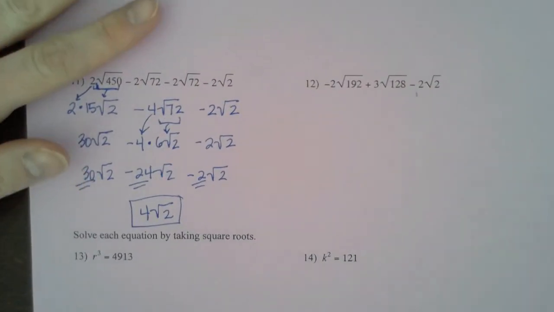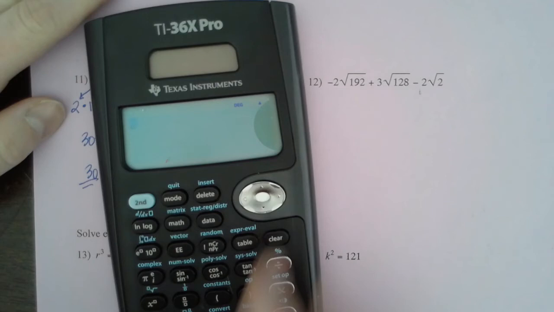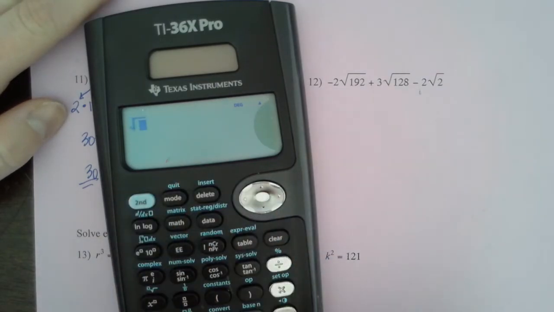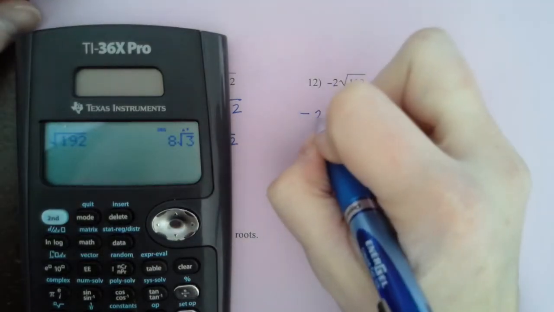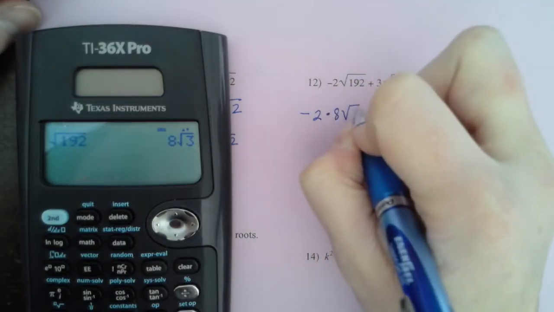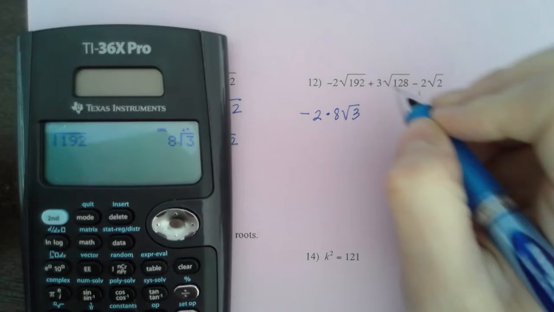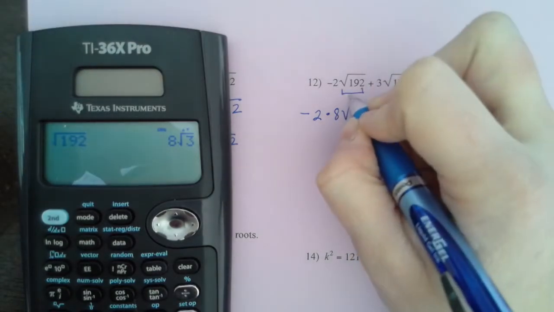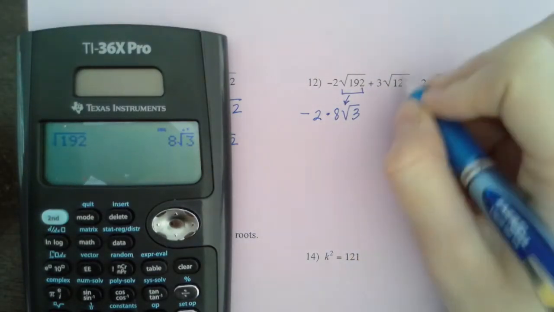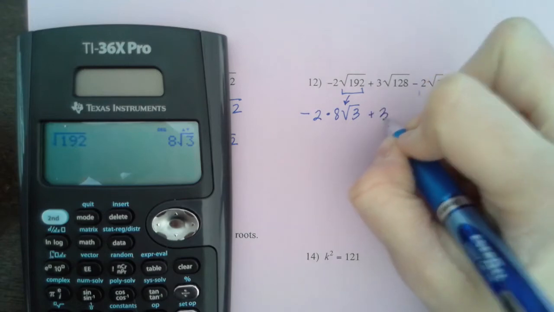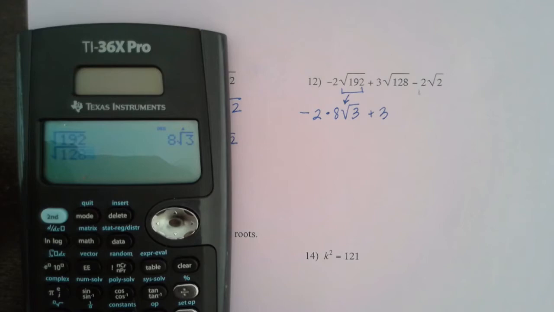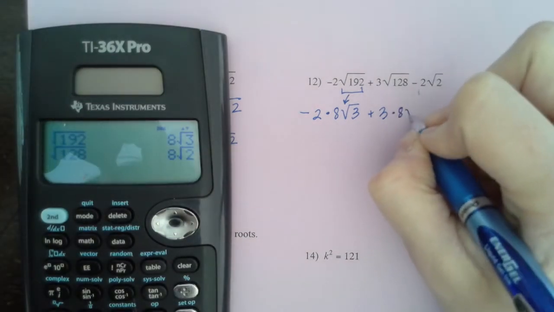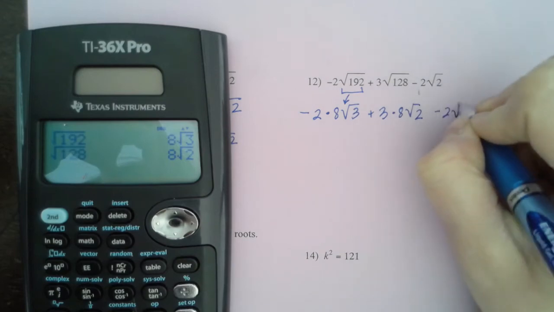Number 12. Okay. So we have second x squared on 92, which reduces to 8 root 3. So negative 2 times 8 root 3. I just did the same trick that we did before. So I took root 92 and put it in my calculator and it reduced to this. We'll just keep going. Plus 3. And then second x squared 128. And we got 8 root 2. So times 8 root 2 minus 2 root 2.